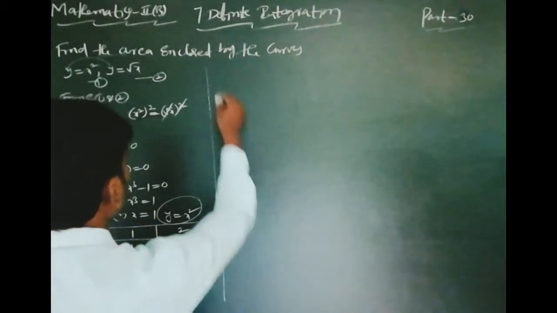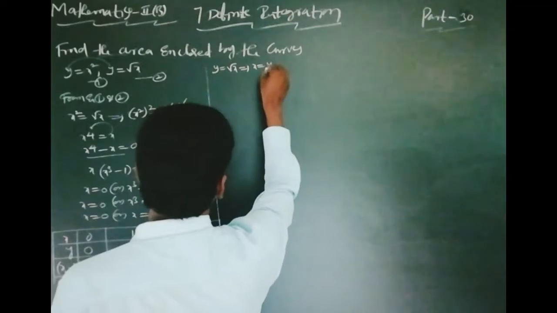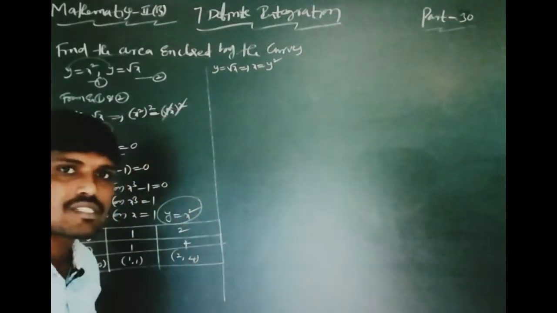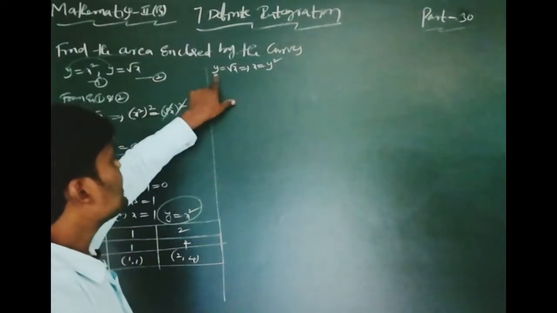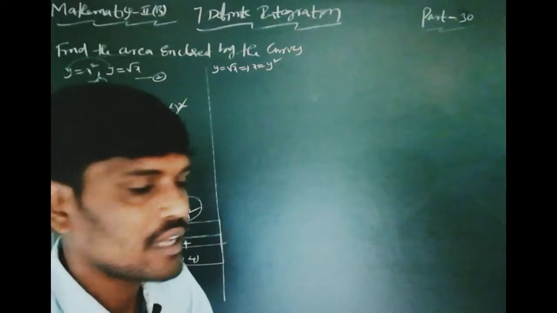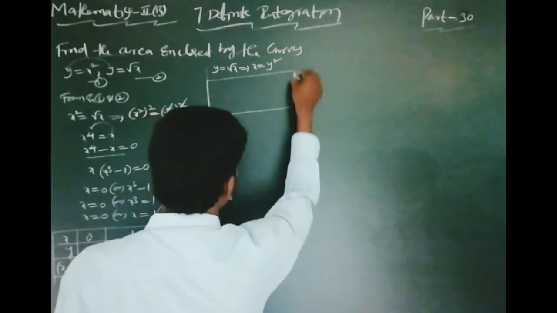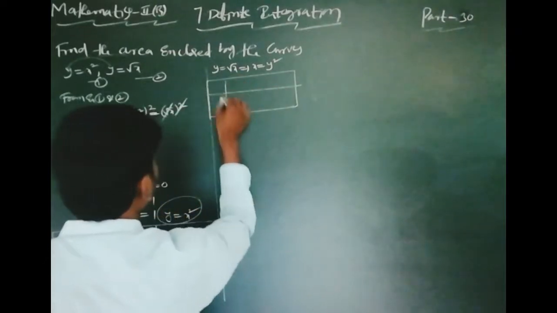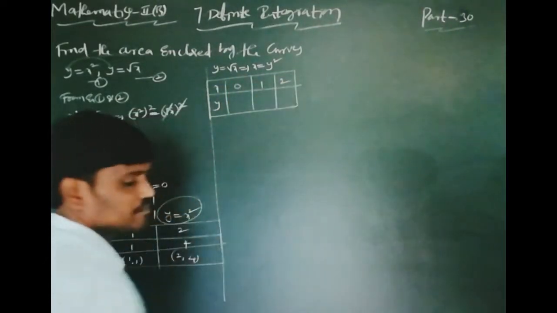After that, the second one, y is equal to root x. y is equal to root x, nothing but x is equal to y square. Correct or not, students? y is equal to root x. Squaring on both sides, you get y square equal to x, nothing but x is equal to y square. After that, you can draw the curve. Once again, x, y, 0, 1 and 2.